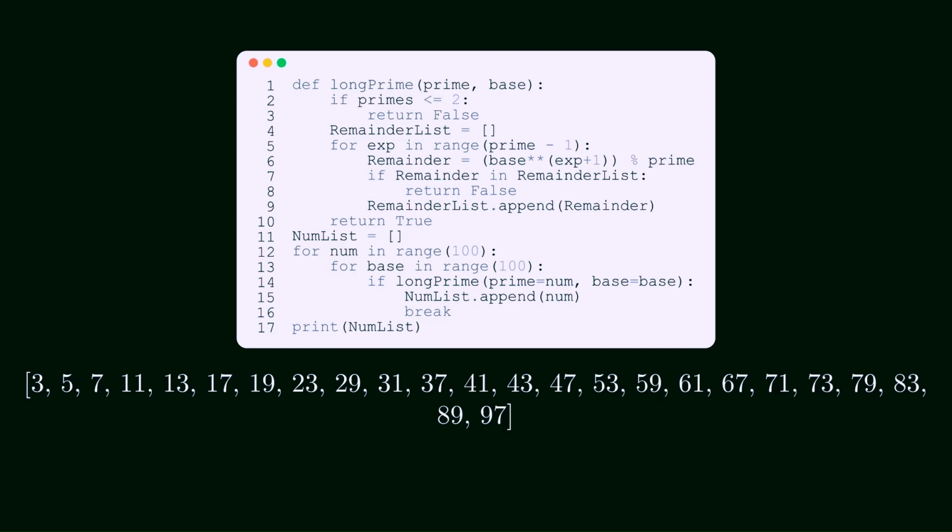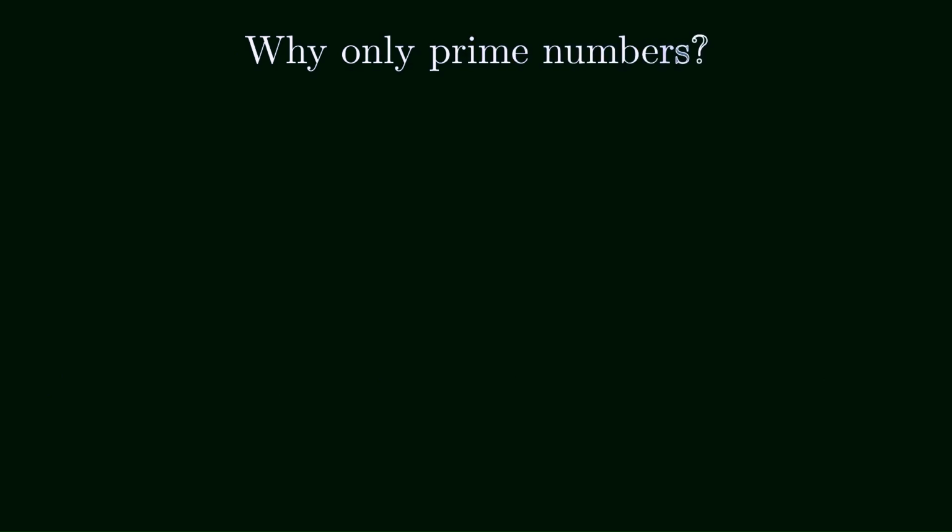Essentially, this script is hinting at the fact that non-prime numbers can't be long primes no matter the base, which doesn't seem that surprising because they're called long primes. But still, just because they're called long primes is not really a proof of why this is happening. Well, as it turns out, yes, the fact that only prime numbers show up is not a coincidence.